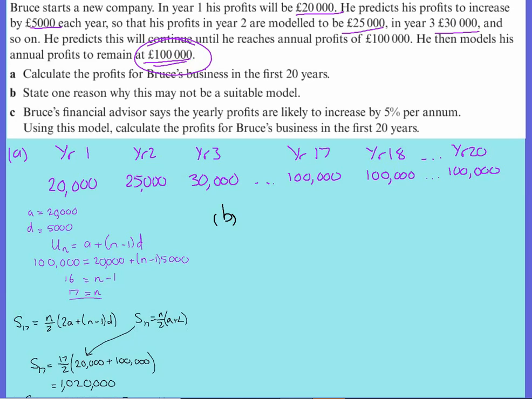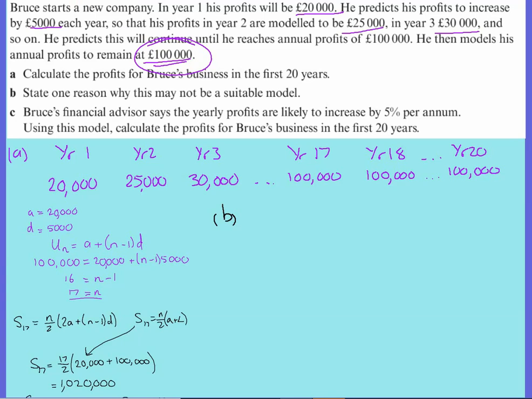You could go just for the really simple option and say it's unlikely to make a profit of a fixed amount every year. And if you weren't sure, part C, just looking at it now, kind of hints at that. In part C, it says Bruce's financial advisor says yearly profits are likely to be a percentage, not a fixed income. So there you go. It kind of answered part B for you. So use this model to calculate the profits for Bruce's business in the first 20 years.